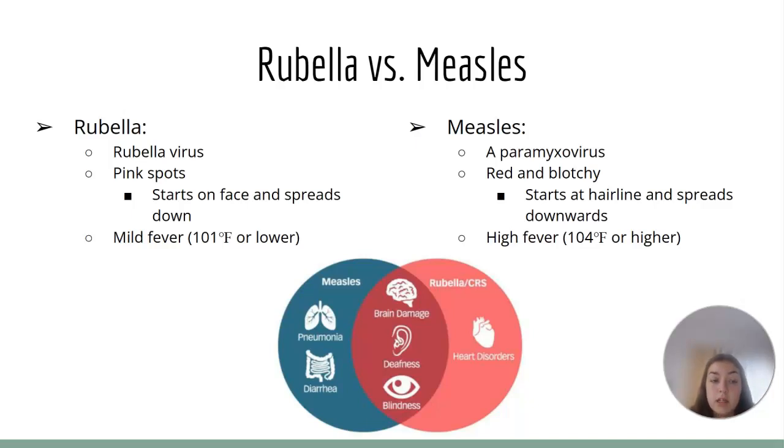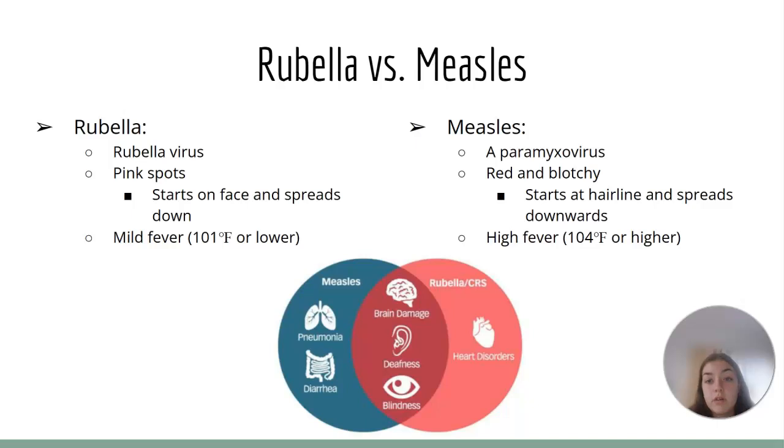So we can see that rubella is caused by the rubella virus, or the rubivirus, as we said earlier. It causes pink spots that start on the face and spread down. And it consists usually of a mild fever of 101 degrees Fahrenheit or lower and doesn't usually go above that.